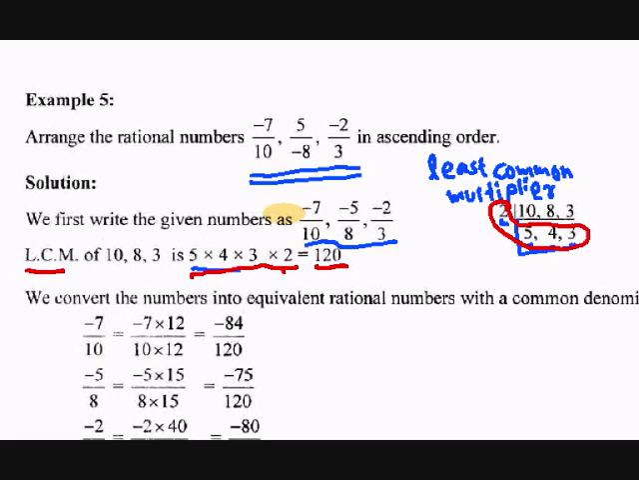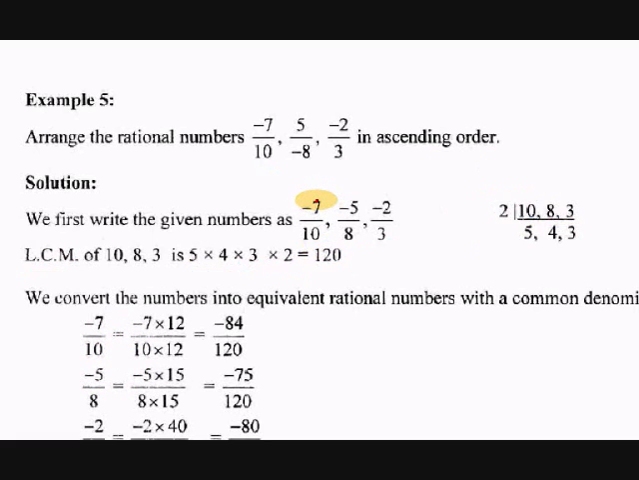So we will take one after the other. Here we take the first one. What do we multiply to get 120 here? 120 is the number we have to arrive at. So we multiply 7 on the denominator and the numerator, and we get minus 84 by 120. This is the first one.